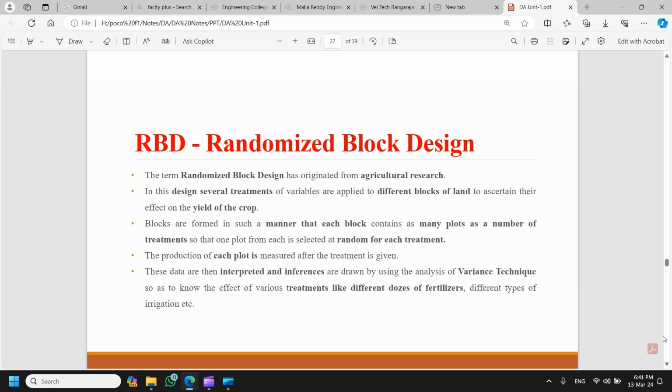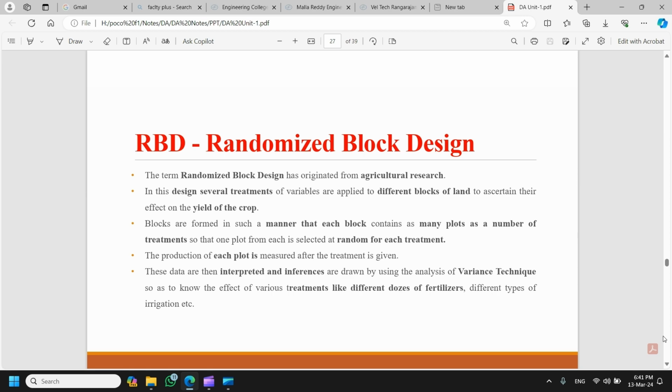If you do not succeed now, everything goes to waste. So first of all, try with one random block. If it succeeds, you can apply it to another plot also. Each plot has a method after the treatment is given, interpreted by inference and done by analysis. Various techniques have been applied.